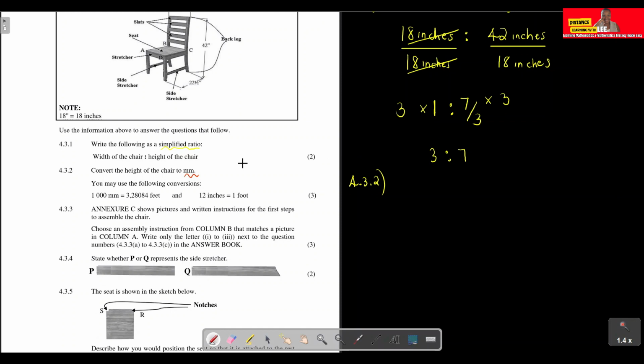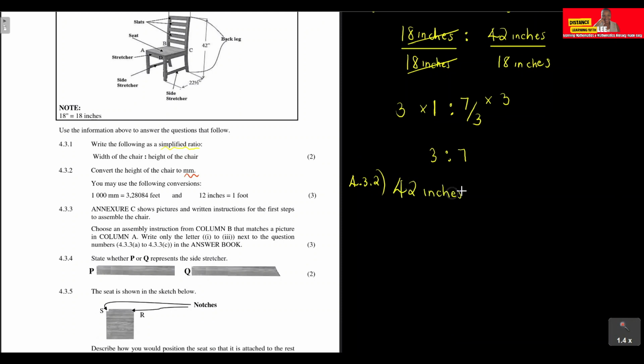The height of the chair is equal to 42 inches. Now we want to convert these inches to millimeters. How are we going to do this? Remember, we are given the equations that we can use here. We are told that 1,000 millimeters is equal to 3.28084 feet, and we're also told that 12 inches is equal to 1 foot.